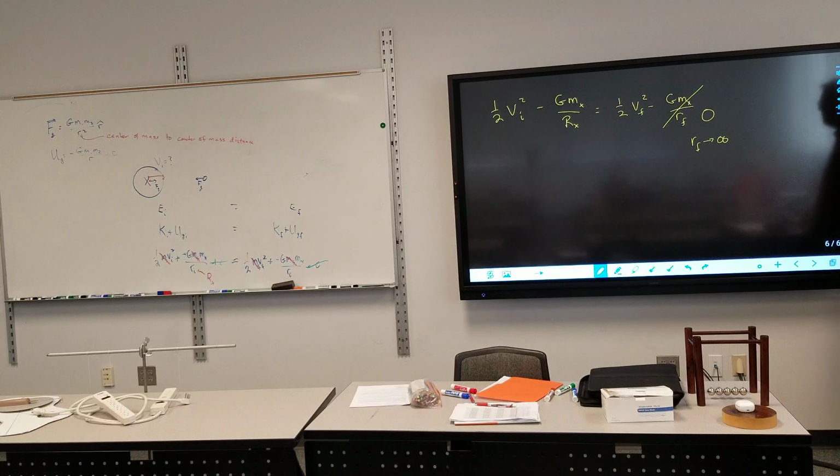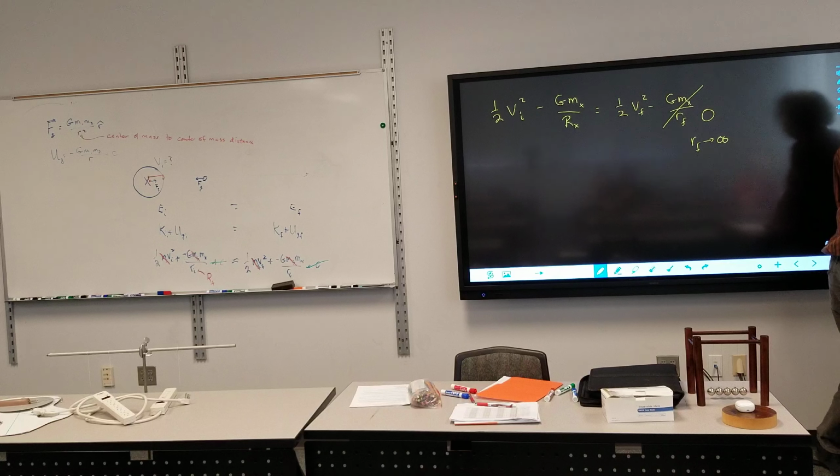What else do you know about the object once it's been launched? Slows down. Yes. What's the slowest it can get? Or close enough.